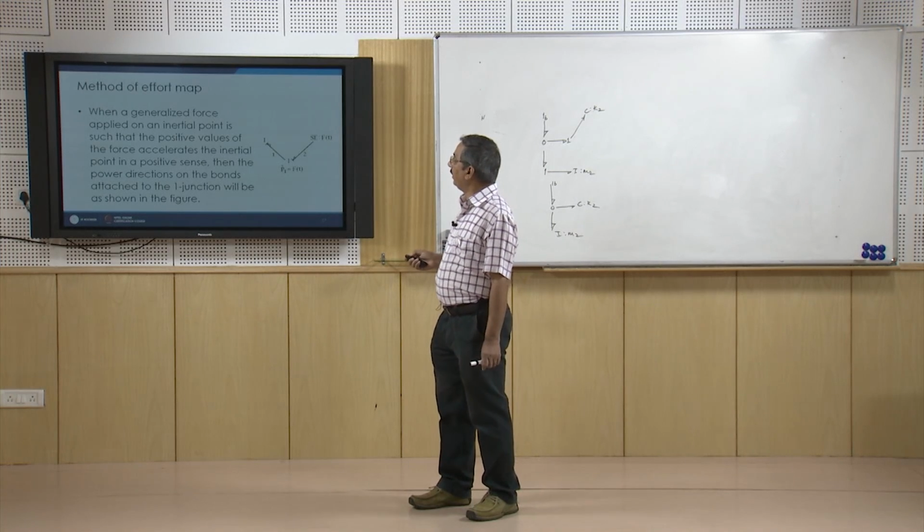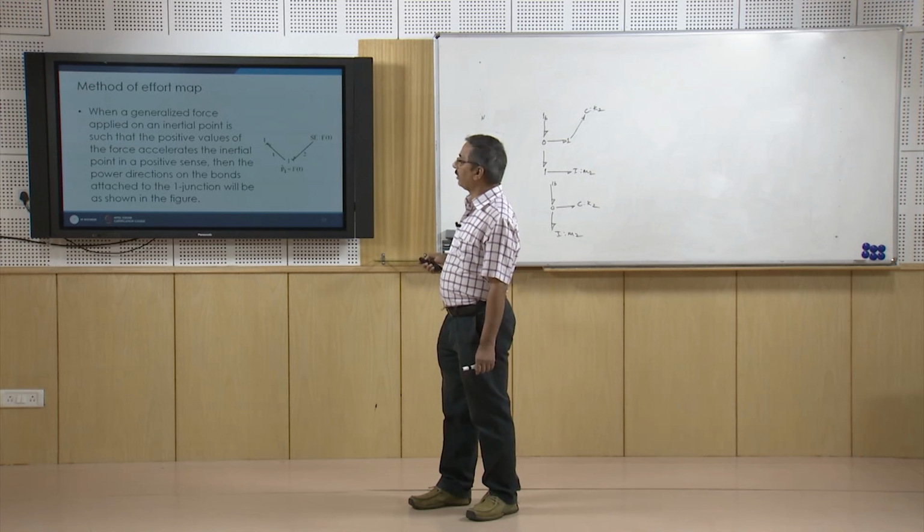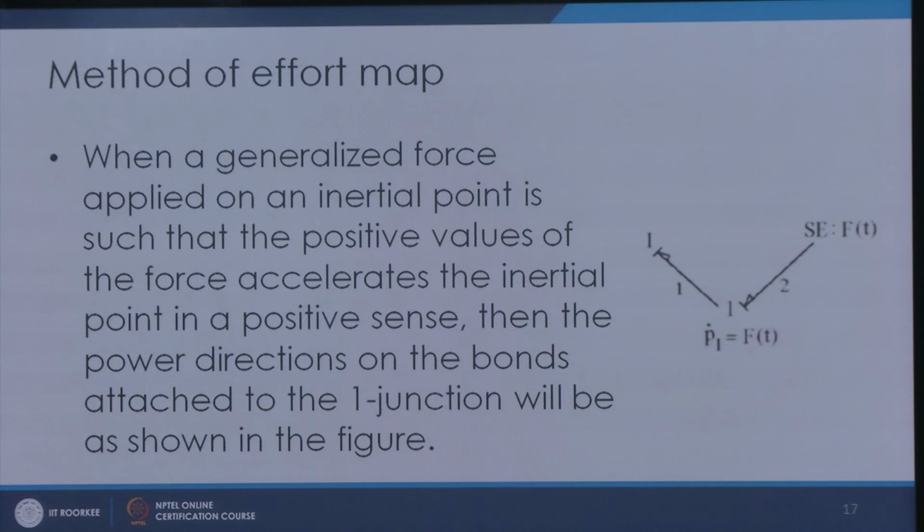Then we can use the method of effort map also to draw the bond graph model of this system. Now, in the effort map we track the efforts. So, when a generalized force applied to an inertial point is such that the positive value of the force accelerates the inertial point in a positive sense, then this is how the power directions are represented, that is Ft and here this is I, alright.